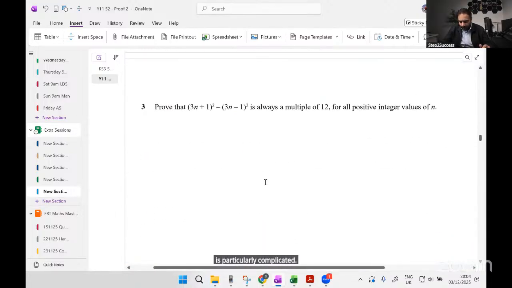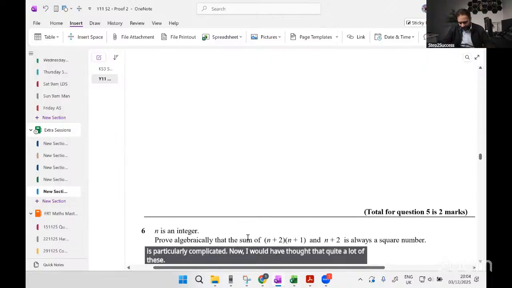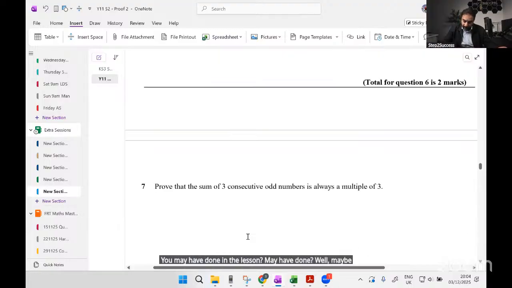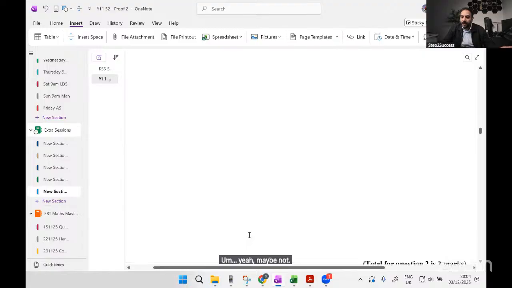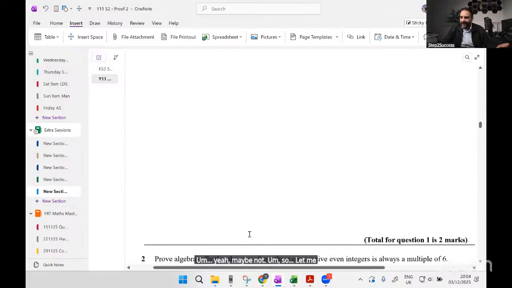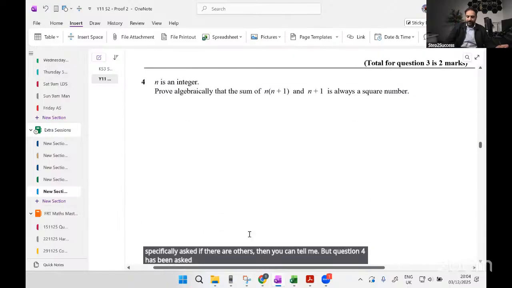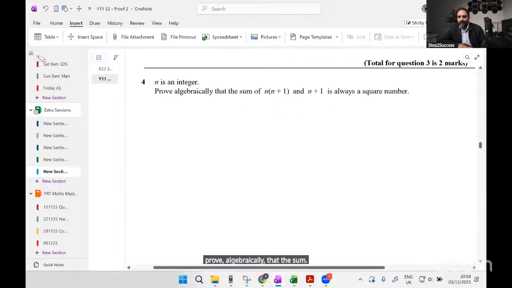Now, I would have thought that quite a lot of these you may have done in the lesson, or maybe not. Maybe I've got that completely wrong. So let me go through the questions that have been specifically asked. If there are others, then you can tell me. Question 4 has been asked, which says, prove algebraically that the sum of these two is always a square number. So sum means add together.